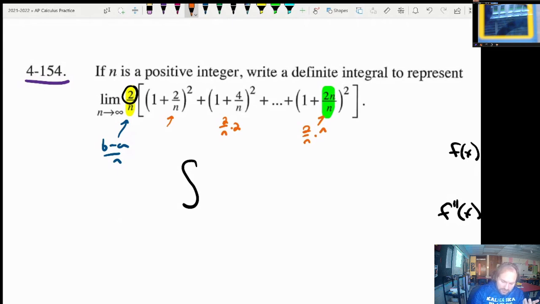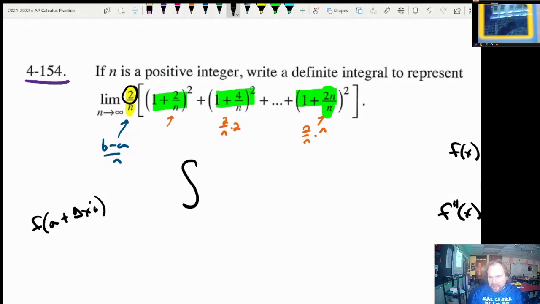So what I want you to see in each one of these little phrases right there, you're looking for, hey, what's f of a plus your delta x times i? In this case, i is n, but it's the same thing. We already know that delta x is 2 over n. So this is how I'm going to say that a is equal to 1, which means the upper bound of the integral is going to be 3.